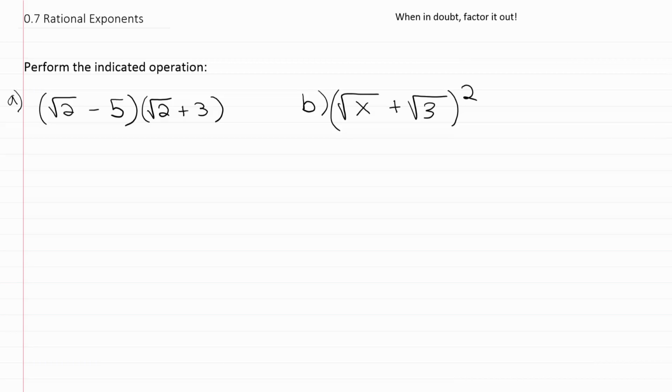All right, so let's look at problem A first. It looks like they want us to FOIL or multiply, correct? So it'll be square root of 2 times square root of 2. Now remember, that'll simply be the square root of 4.